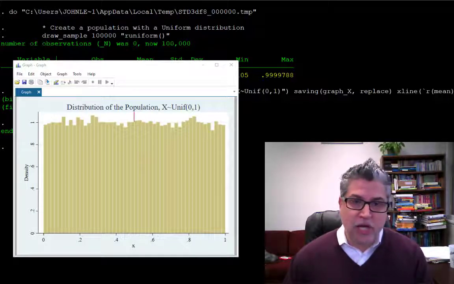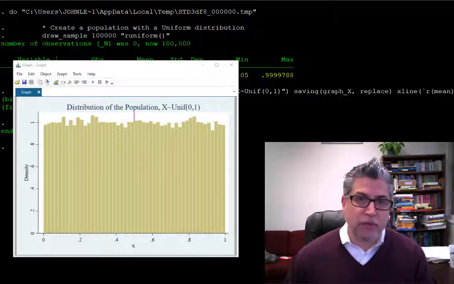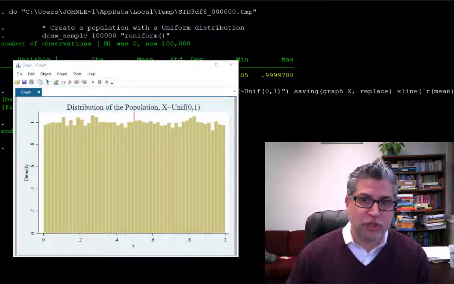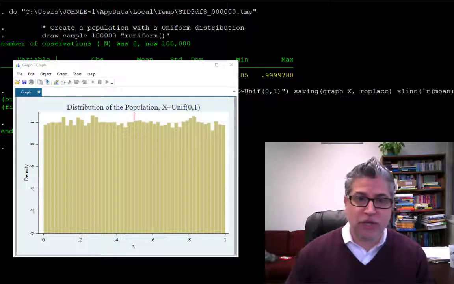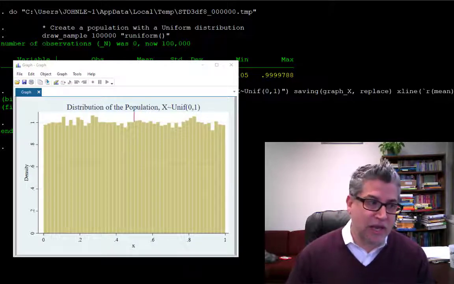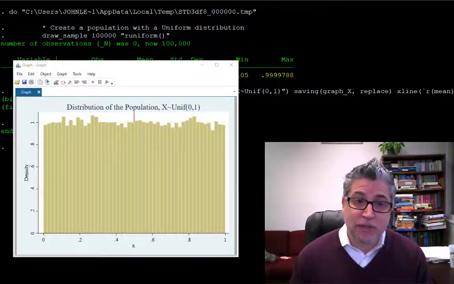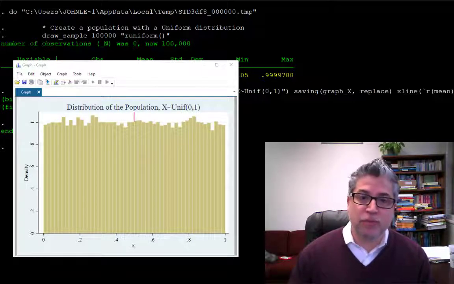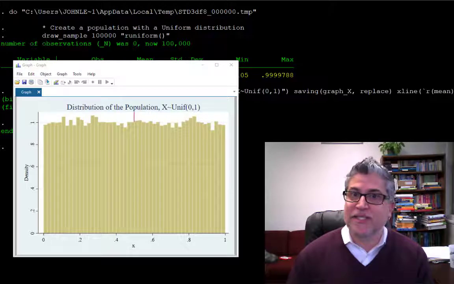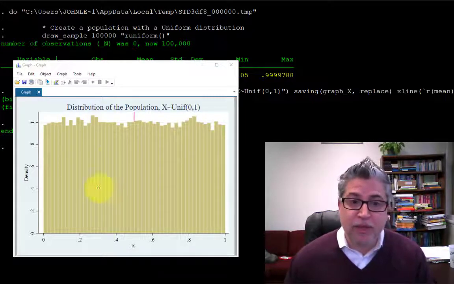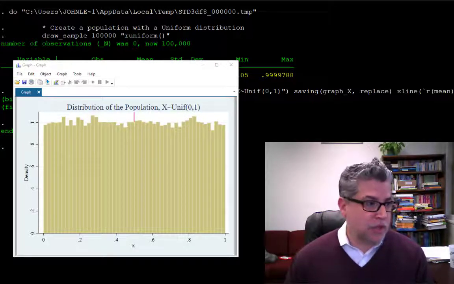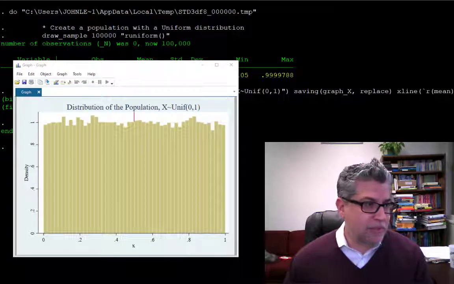But I'm going to do that not just once. I'm going to do it and then record the sample average. And then I'm going to do it again and record a new sample average. And then I'll do it again and again and again. In fact, I'm going to do this 10,000 times. And then I want to look at the distribution of all those possible sample averages that I might have taken from here. So let's do that right now and see what happens.